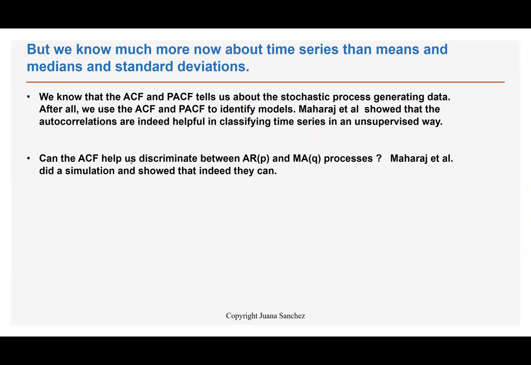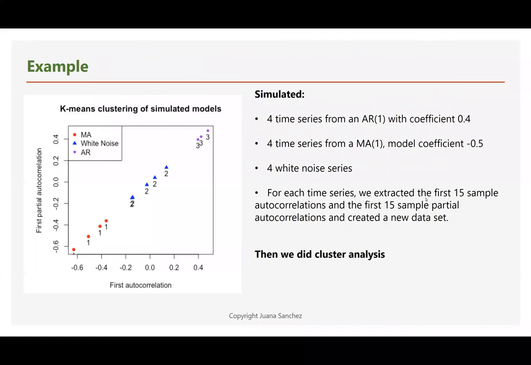So the question is, can the ACF, the autocorrelation coefficients, help us discriminate between an AR(p) and an MA(q) process and between white noise? They showed in a simulation that they can. But of course, remember these conditions. For ACFs and PACFs, you need the conditions of classical time series analysis: complete data, no missing observations, and so on. So let's suppose we have that, and we did that.